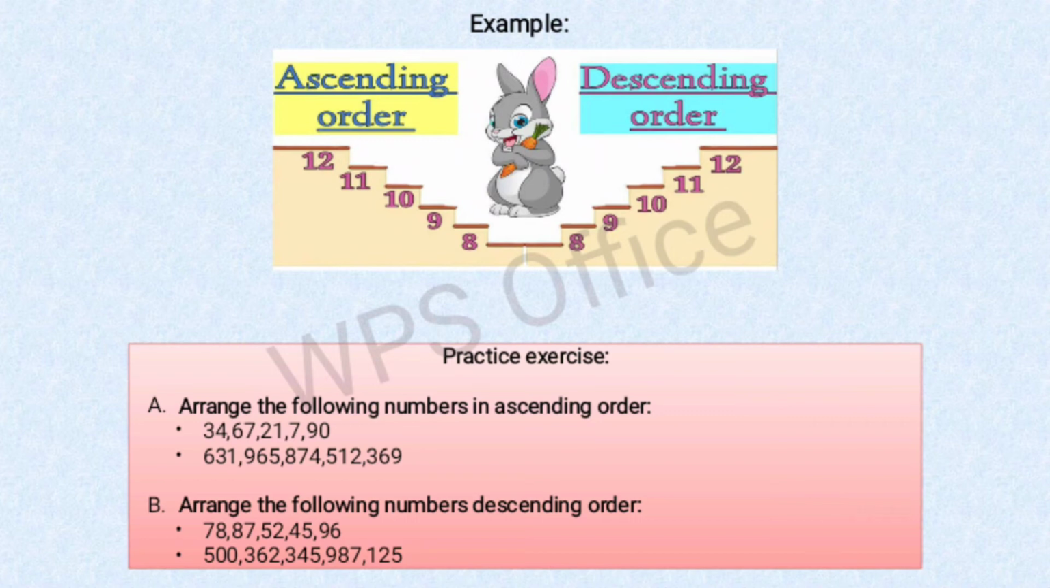96, 87, 78, 52, 45. Now, who has solved the second question? The correct answer is 987, 500, 362, 345, 125. Well done. Now let's move further, and now we will see odd and even numbers.